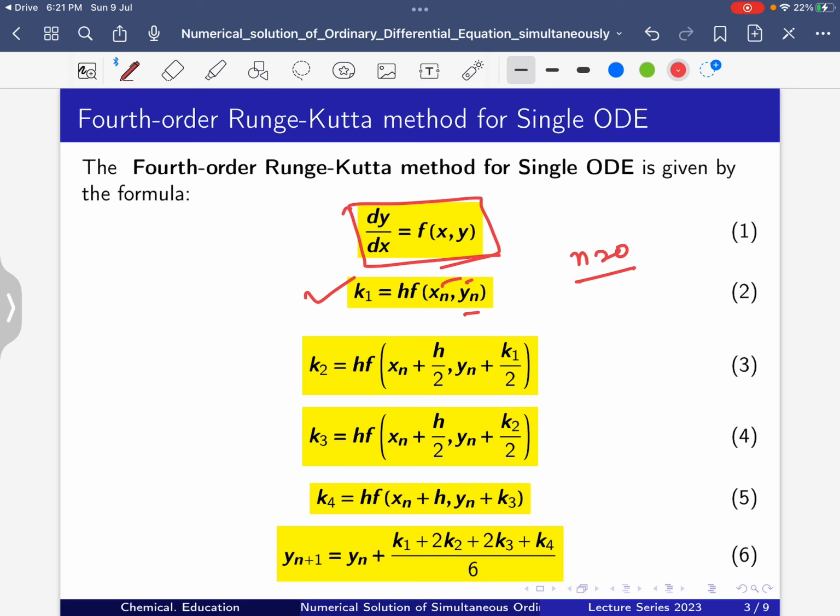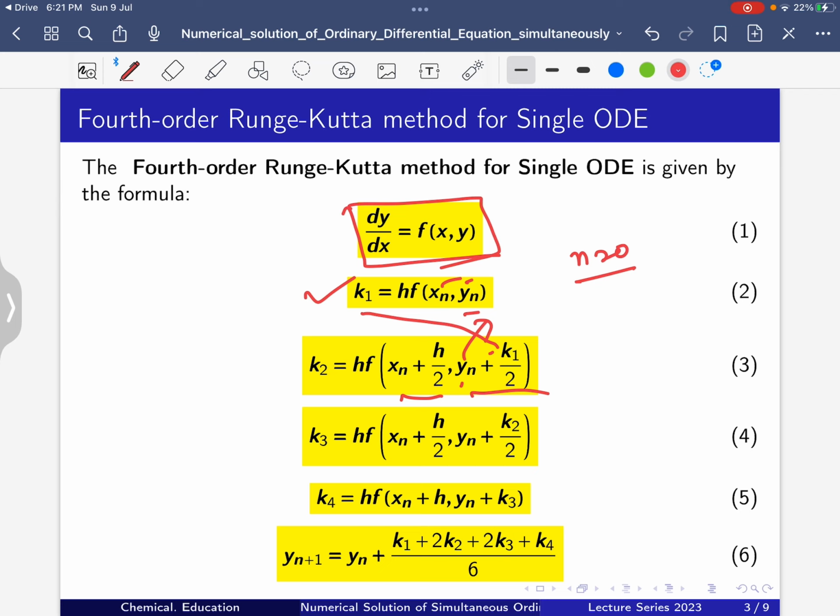Now after getting k1 we can calculate k2. k2 is h f of xn plus h by 2, yn plus k1 by 2. h is the step size in the x direction. So xn we already know from the initial condition, and h is the step size, and yn also we know at the particular initial condition. k1 we will get from here, and then we can calculate yn plus k1 by 2.